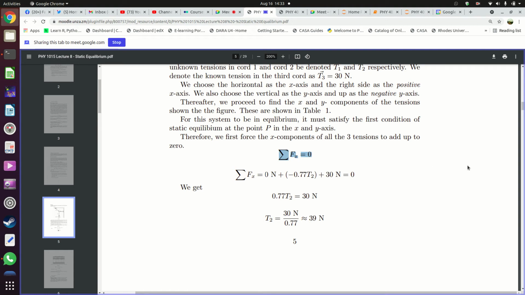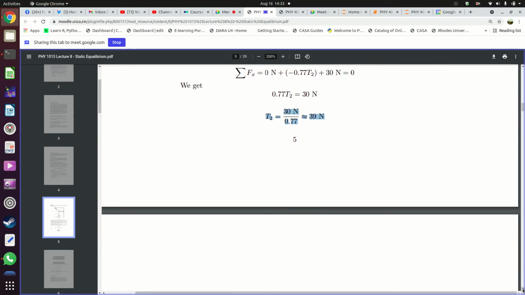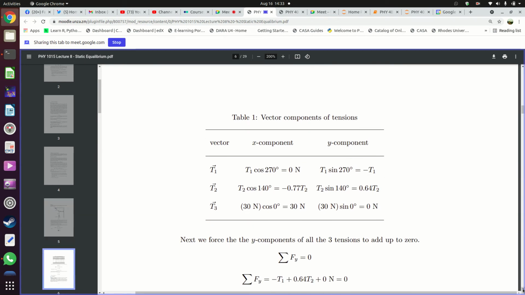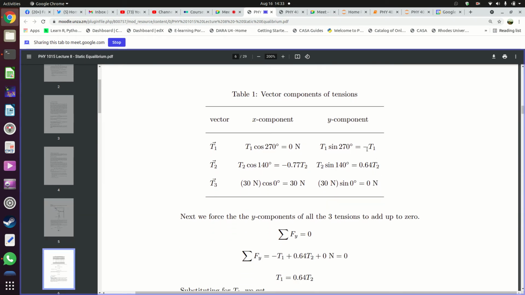Next, after we add the x components of the forces and make sure that they add up to 0, this is how we end up with T2 equals 39. We do the same thing for the forces acting along the y-axis. Along the y-axis, we have T1, we have T2, and we have a 0. So we add minus T1 plus this plus that.